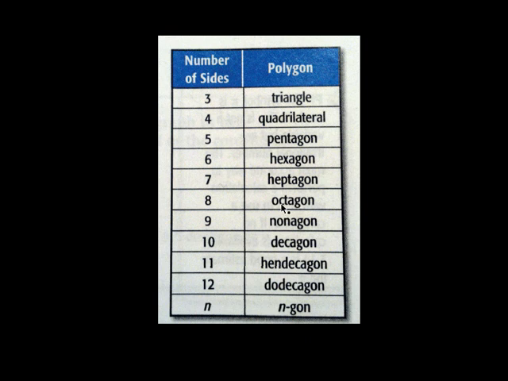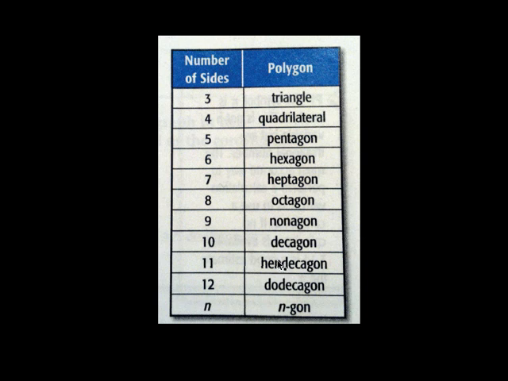Where were we? We did octagon, right? 9 sides is a nonagon. I don't see those very often, but that's what they call it, a nonagon. 10 is a decagon. That's pretty popular because deca is the prefix for 10, like decade or a decimeter. It's all 10. So deca is 10.